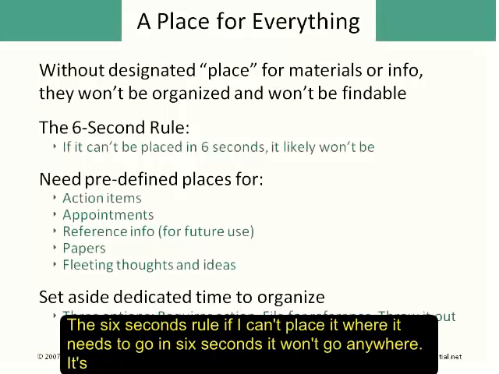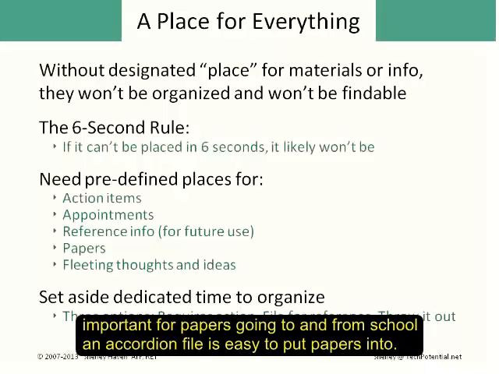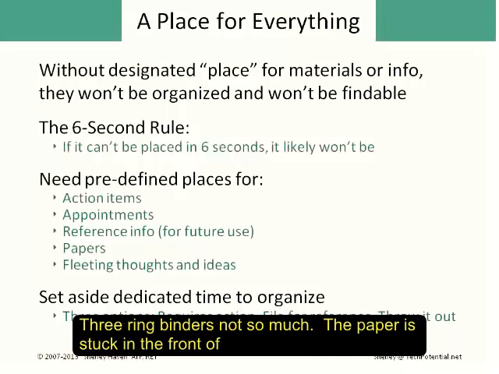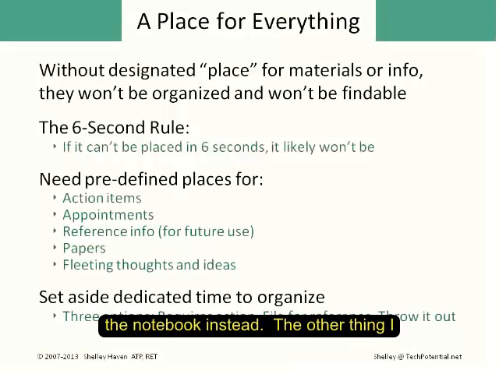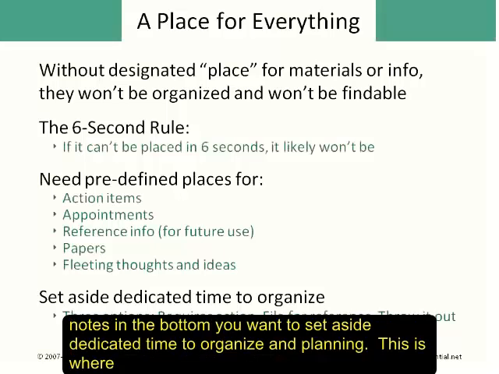The 6-second rule essentially says if I can't place that into where it needs to go in 6 seconds, it likely isn't going to get placed anywhere. It's going to go into the junk drawer of your mind or the junk drawer on your desk. This is especially important with regard to papers going to and from school. An accordion file is really easy to put papers into. You can just open up to the right place, stick the thing in there, and then move on. 3-ring binders, not so much. 3-ring binders take too much time. So what happens is the paper gets stuck into the front of the notebook instead.